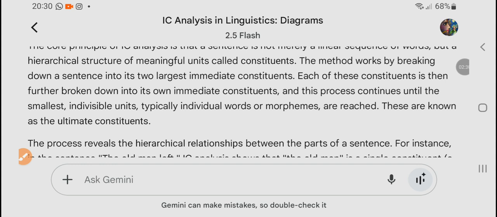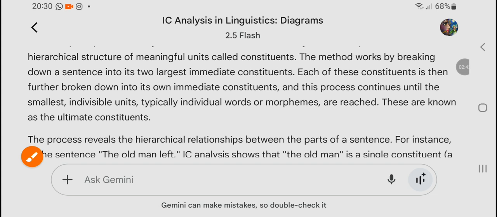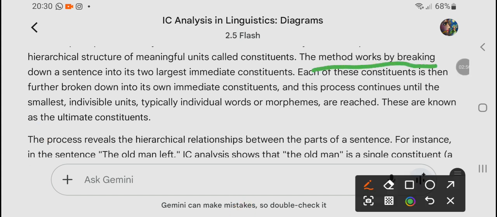This means there is a hierarchy, and there are meaningful units called constituents. We are going to see these meaningful units further. The method works by breaking down a sentence into its two largest immediate constituents. According to the method, first we break down a sentence into two largest immediate constituents.